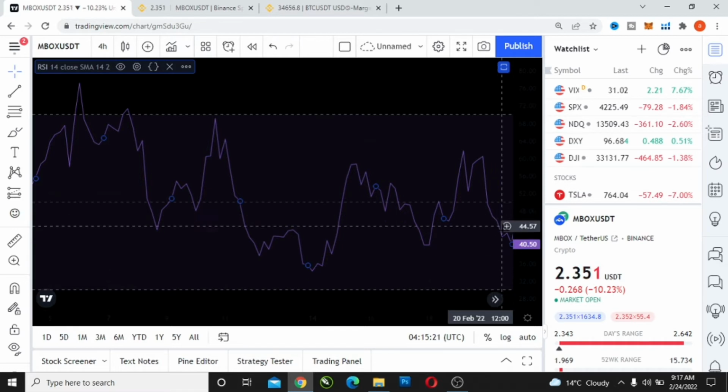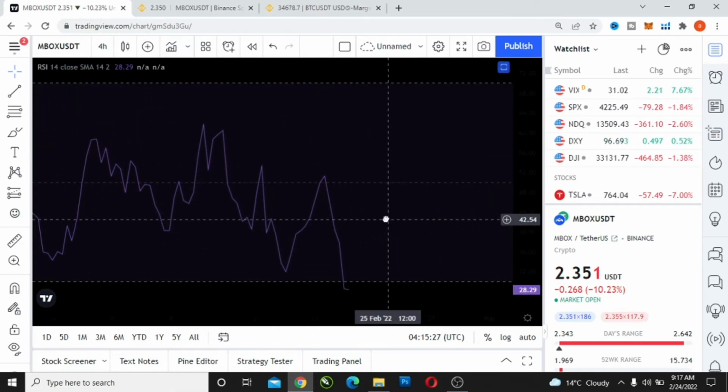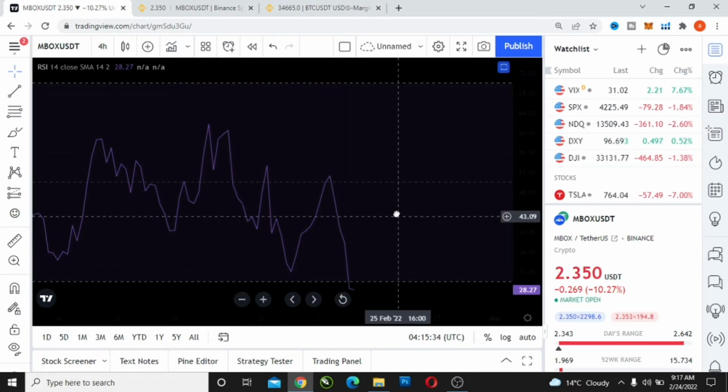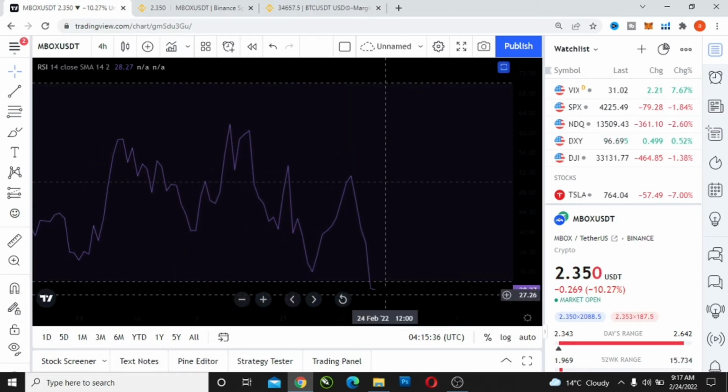Now, if you have a close look, then there are some readings mentioned over here. And right now, this particular value, if I place my pointer at this particular area, then you see that RSI is 28.37 right now. Now, how can you judge whether to take entry in any coin? By looking at the RSI.